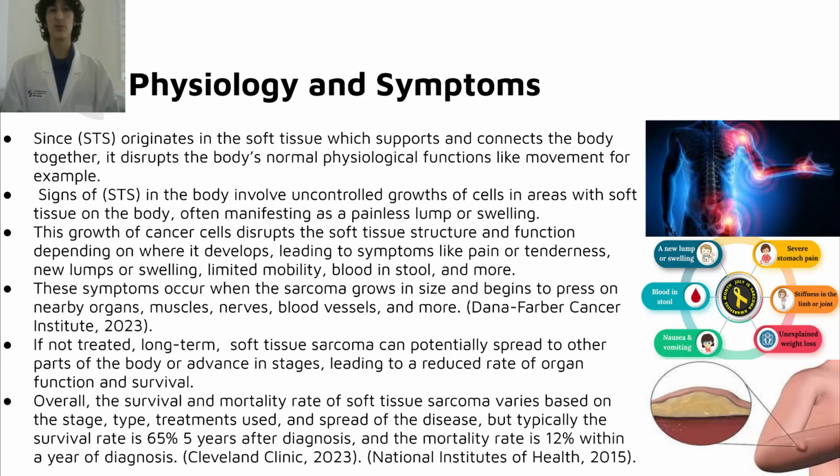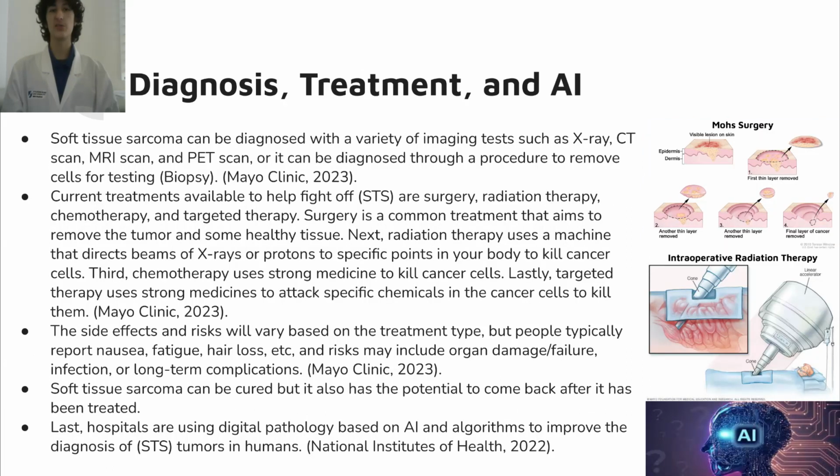Last but not least, I'll be going over how to diagnose and treat soft tissue sarcoma in the body, and how AI is used to help aid this process. Soft tissue sarcoma can be diagnosed with a variety of imaging tests such as X-ray, CT scan, MRI scan, and PET scan, or it can be diagnosed through a procedure to remove cells for testing called a biopsy. Current treatments available to help fight off STS are surgery, radiation therapy, chemotherapy, and targeted therapy, two of which we can see examples of on the right.